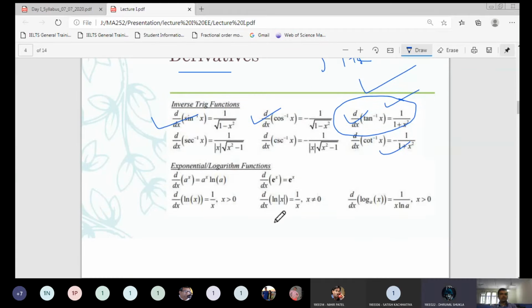Next, we go for exponential and logarithm functions. You know the derivative of a raised to x. What is it? It is a raised to x ln a. The derivative d by dx of e raised to x is e raised to x. Derivative of log x is 1 upon x. Here it is written that x is greater than 0. Why is it compulsory?